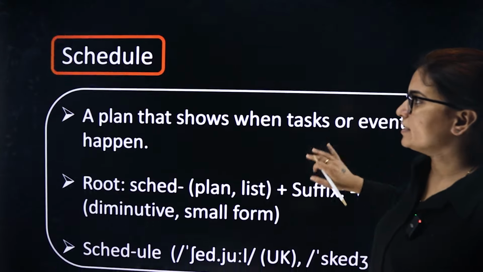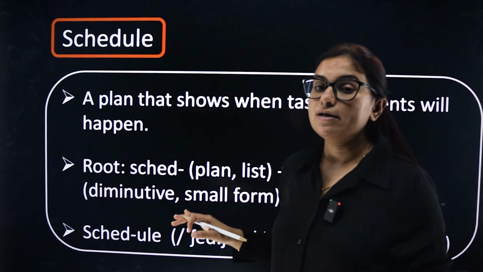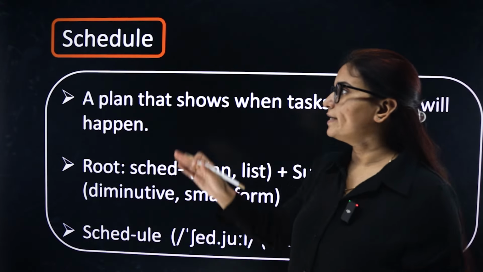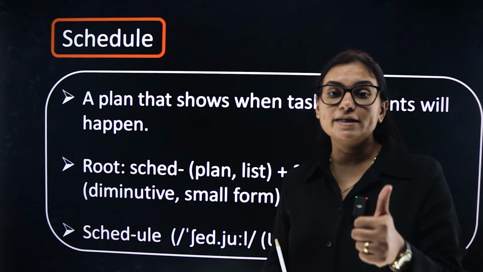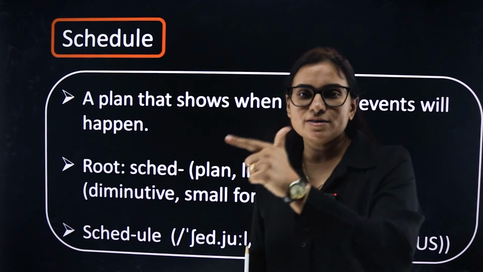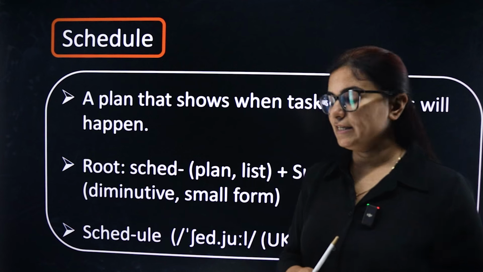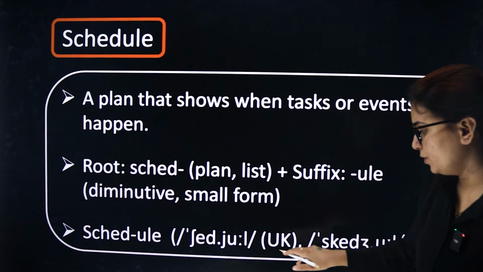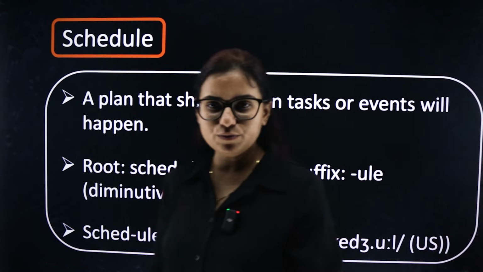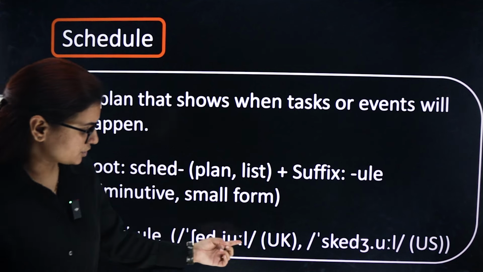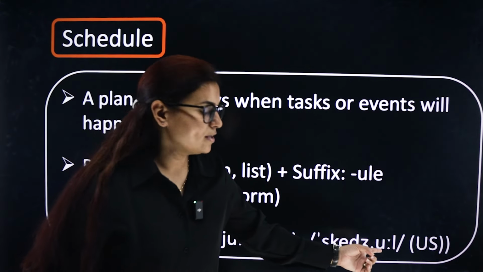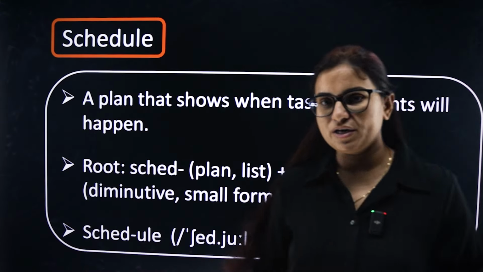Next word in the series is S-C-H-E-D-U-L-E. You might hear some people calling it schedule. Some people call it schedule. So it's up to you which accent you want to follow, British or American. Based on that, you can choose the pronunciation. I'm going to call it schedule. Okay. Here at the bottom, you can see both pronunciations. We have the UK one, and we have the US one. So you can choose your pronunciation.